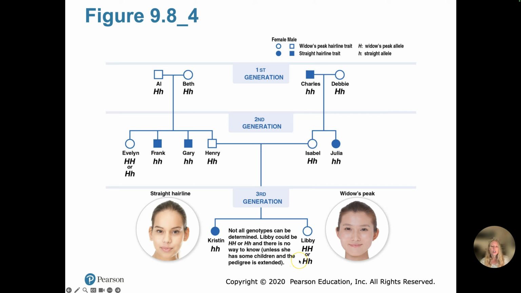Another thing to note is that not all genotypes can be determined. Libby over here, we know she has a widow's peak, but widow's peak is the dominant trait, so we don't know if she's capital H, capital H, or capital H, lowercase h. There's no way really to know unless she has some children and the pedigree is extended, because based on her parents' genotypes, she could be capital H, capital H, or capital H, lowercase h. So that was a quick look at a pedigree.